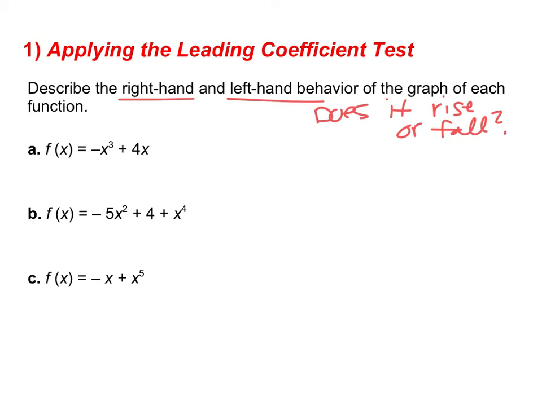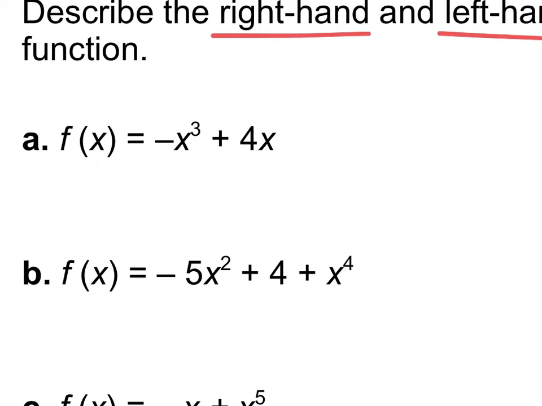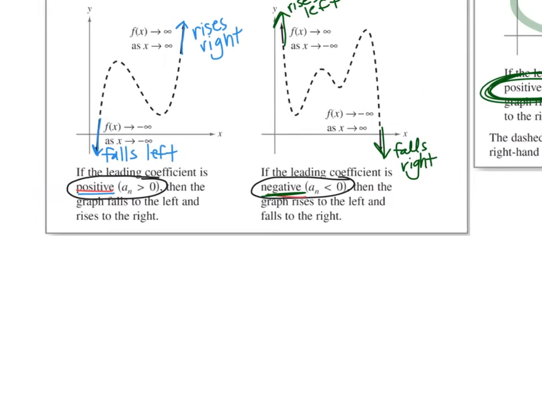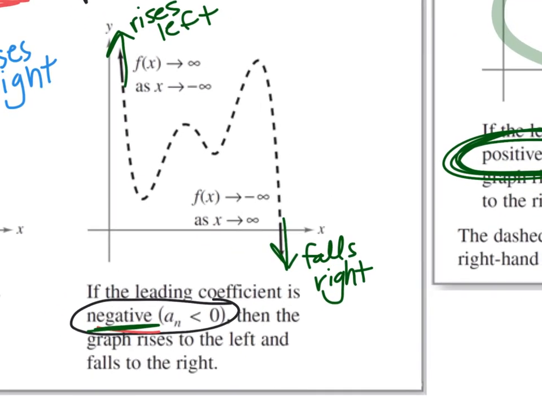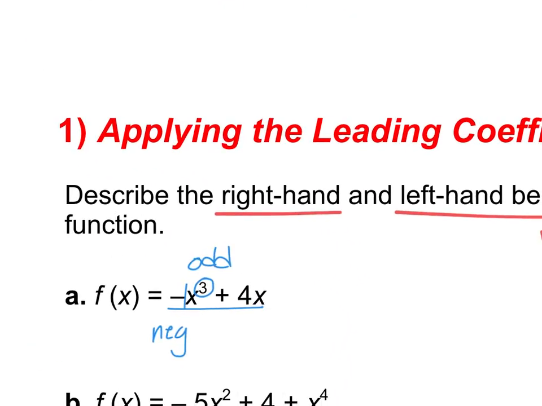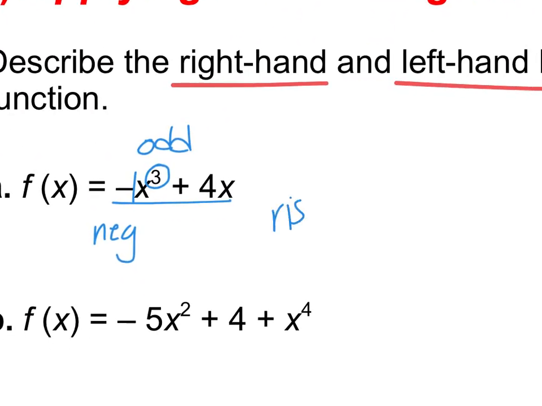Those are your choices. And to do that, all you need to do is look at your leading coefficient in standard form. So for number one, letter A here, you have standard form, which is important. Our leading coefficient is a -1, so that's negative, and the exponent is odd. So if we go to our chart, we have odd and negative, which means we rise on the left and we fall on the right. So our answer for letter A would be that this graph rises left and falls right.